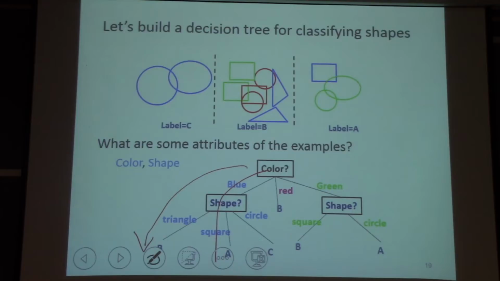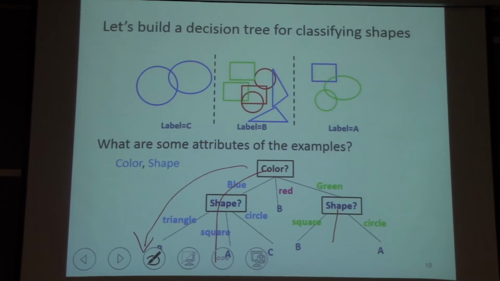But yes? Why isn't there a triangle with a green shape? Right here. Good question. The reason I didn't put it is hoping that somebody will ask the question. So you don't have any information, so I have no way of doing this.